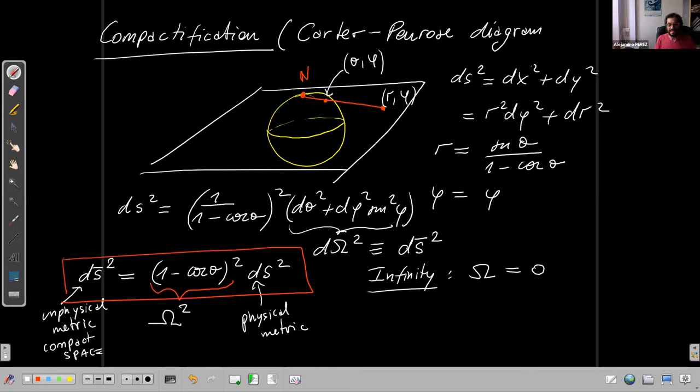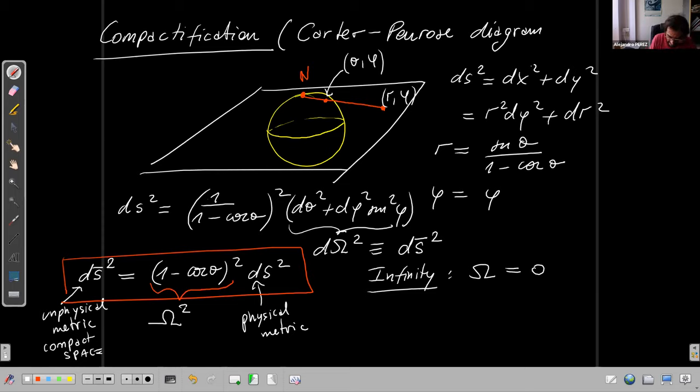And of course, omega has to vanish at infinity because you're mapping infinitely long distances in the physical metric to finite distances in a compact space-time metric. So in a compact space, all distances will be finite. So it better happen that this omega kills this infinity. So omega must vanish at infinity. Here, infinity is represented by this North Pole. And so you have a conformal transform relation between some toy metric, which contains infinity, and the physical metric where infinity is nowhere, in fact. So if you want to give a precise meaning to infinity, it's nice to look at this compactification.